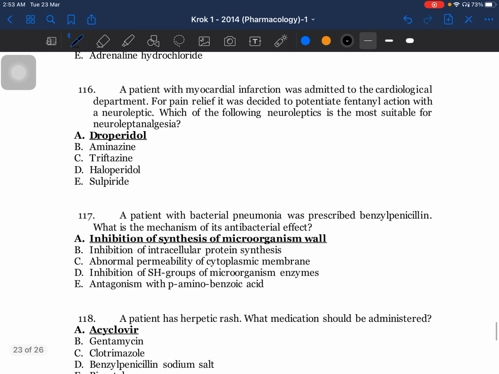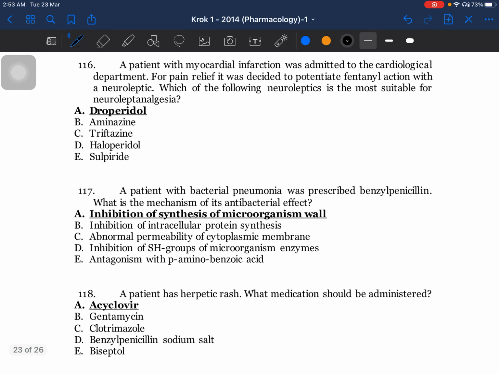Now let's move to the next question. The next question is: a patient with myocardial infarction was admitted to the cardiologic department. For pain relief, it was decided to potentiate fentanyl action with a neuroleptic. Which of the following neuroleptics is the most suitable for neurolept analgesia? So basically, neurolept analgesia is a kind of general anesthesia.